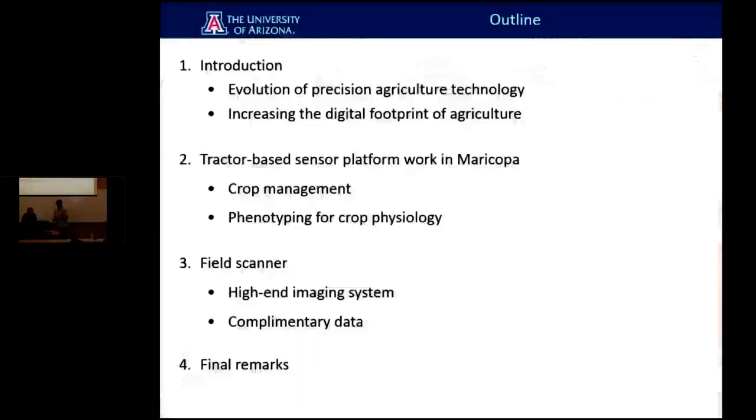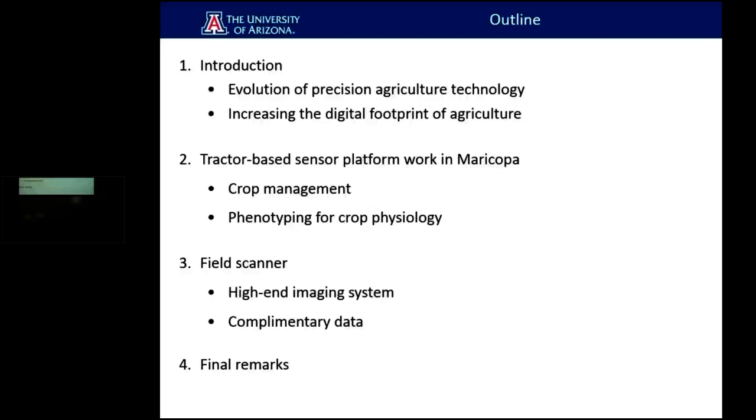Just to keep in mind, what is the material that I prepared for you? I felt the need to prepare some introductory material, knowing that this is an audience that I'm not familiar with. And then I want to make sure that I provide enough of the background and historical perspective so you see where I stand on the work that I'm currently doing in Maricopa. So it's just an introduction with some historical elements.